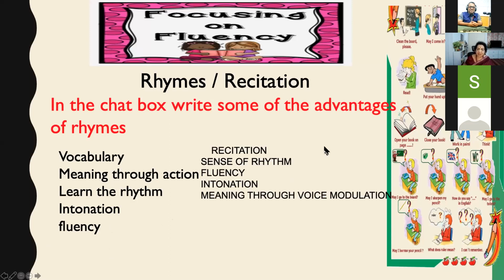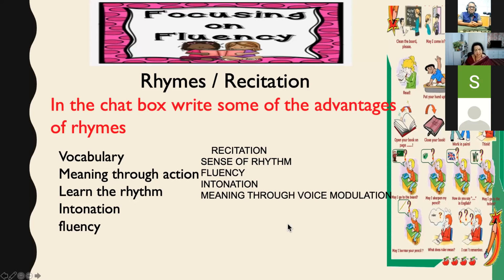And recitation, when we come to slightly higher classes, they develop a sense of rhythm, intonation. They make meaning through voice modulation. This intonation and all is very important. And that is what happens when you do rhymes, when you do dramas, when you even read aloud. And that is why reading aloud is very, very important, because it helps them to acquire fluency. It helps them to intonate. It helps them to pronounce words correctly.